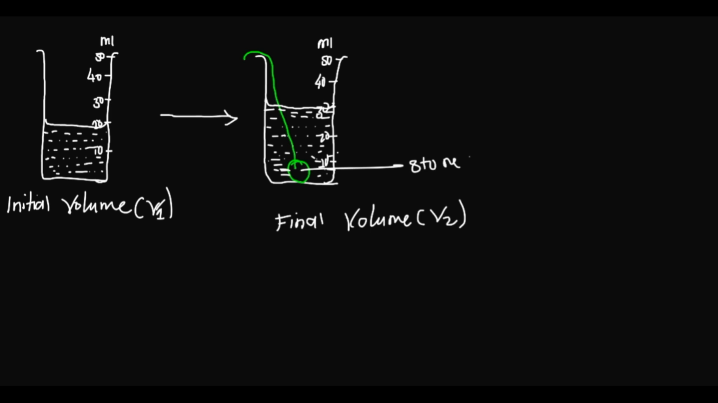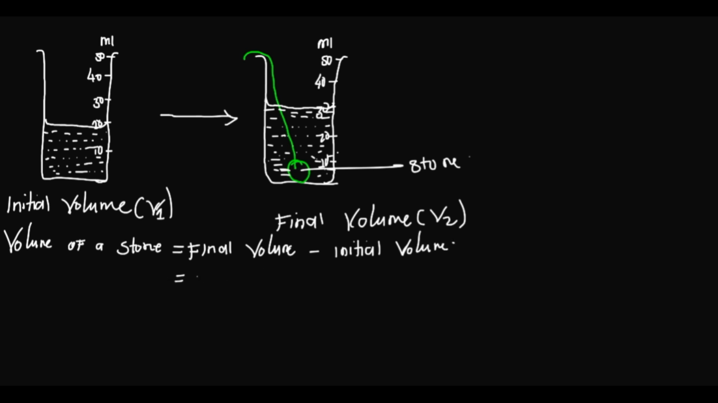Now, if we want to find the volume of this stone, we need to subtract the initial volume from the final volume. So, for us to come up with the volume, we can just say the volume of a stone, which is an irregular object, is equal to the final volume minus the initial volume. So the final volume is V2 minus V1.